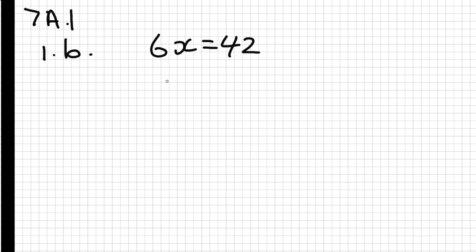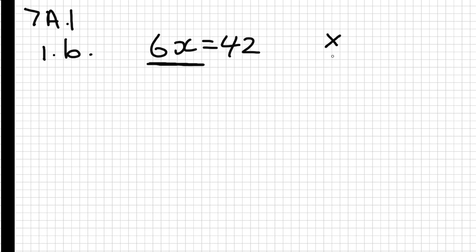Let's try a different one. Let's look at 7A 1, 1B. This is 6x equals 42. Now this is a one-step equation. Let's look at what's happened to the x here. We've timesed it by 6. So we want to undo that timesing by 6. Our operation is times 6. So therefore our inverse operation will be to divide by 6.